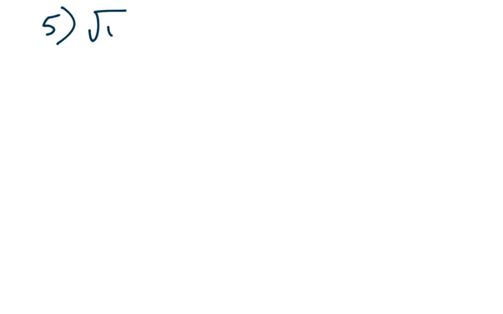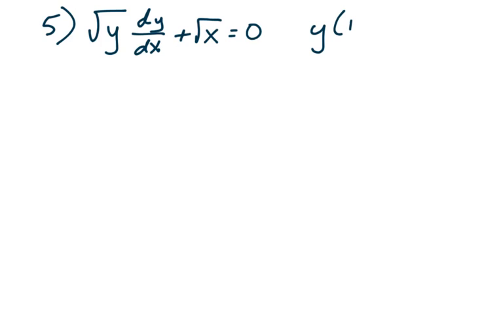How about the square root of y dy/dx plus the square root of x equals 0? It's a differential equation. We need to solve for y. And I'm given that y of 1 equals 4. Okay, give me a general solution, and then solve for c and give me the exact solution. Why don't you pause the video and try it on your own, and come back and check.